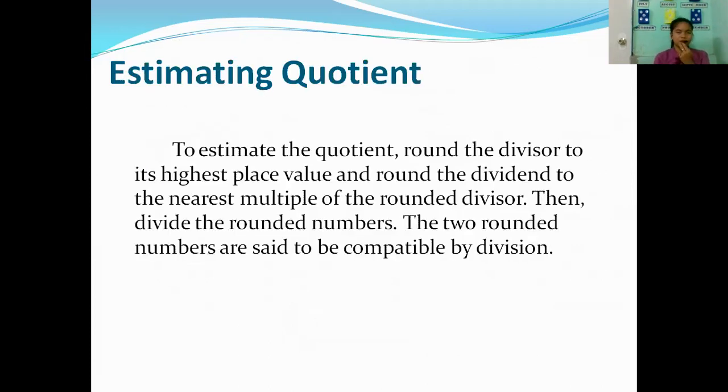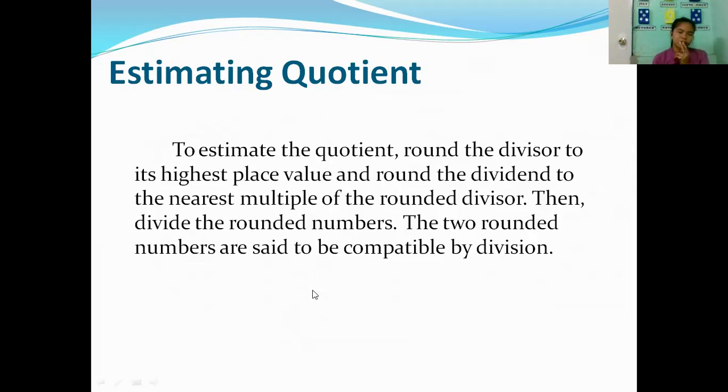Okay, next, the next lesson is about estimating quotient. So to estimate the quotient, round the divisor to its highest place value and round the dividend to the nearest multiple of the rounded divisor. Then divide the rounded numbers. The two rounded numbers are said to be compatible by division.